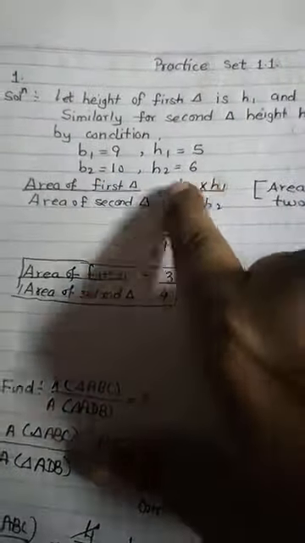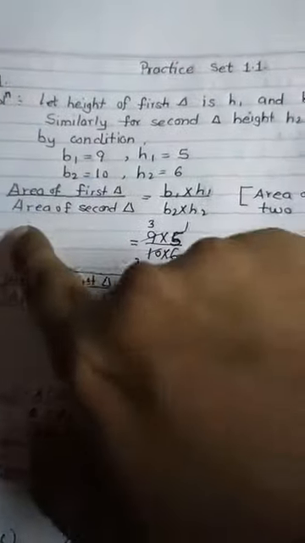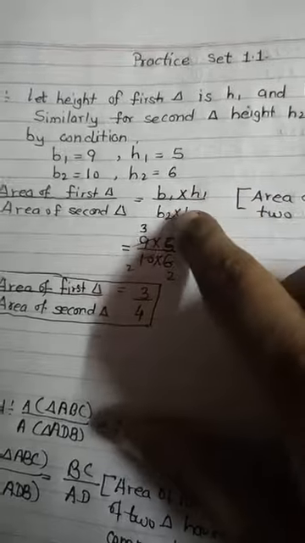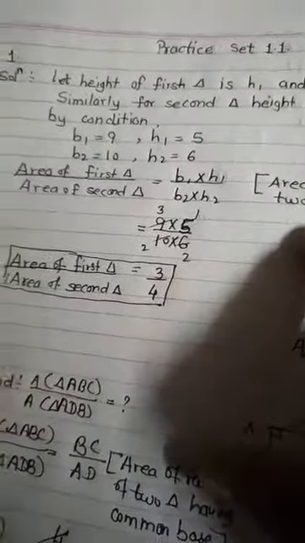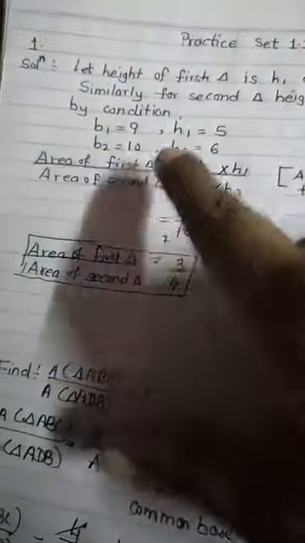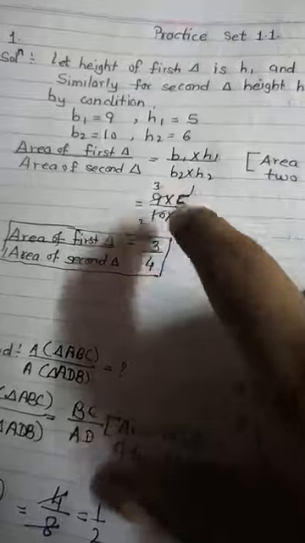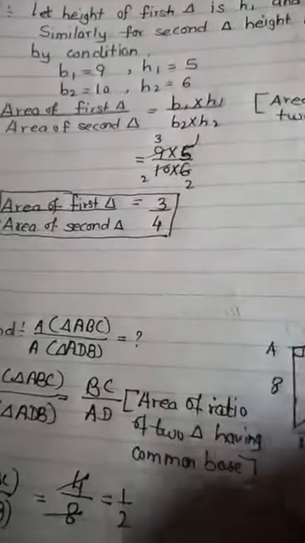By the condition we write the values: b1 is 9, h1 is 5, b2 is 10, h2 is 6. We have learned that the area ratio of two triangles, the area of the first triangle upon the area of the second triangle, is b1 into h1 upon b2 into h2. That is the formula for the area ratio of two triangles. Put the values: 9 into 5 and 10 into 6. 5 ones are 5, 5 twos are 10, 3 threes are 9 and 3 twos are 6. So 3 ones are 3 and 2 twos are 4. The first answer is 3 upon 4.